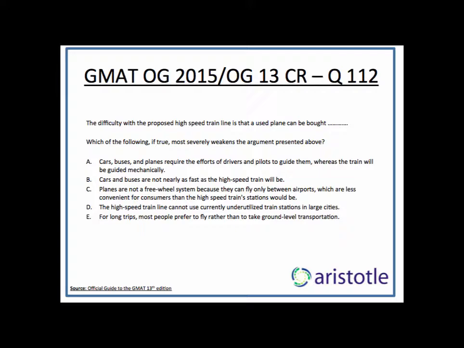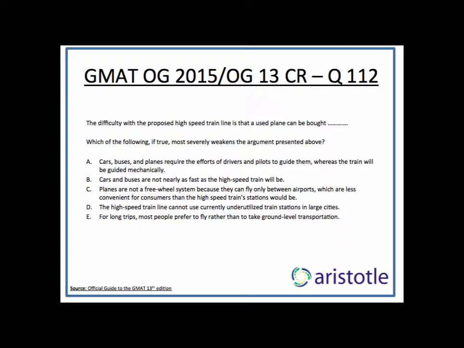We are looking at question 112 from the OG 13 Critical Reasoning chapter. The stimulus says the difficulty with the proposed high-speed train line is that a used plane can be bought for one-third the price of the train line, and the plane, which is just as fast, can fly anywhere. The train would be a fixed linear system, and we live in a world that is spreading out in all directions and in which consumers choose the free wheel systems, cars, buses, aircraft, which do not have fixed routes. Thus, a sufficient market for the train will not exist.